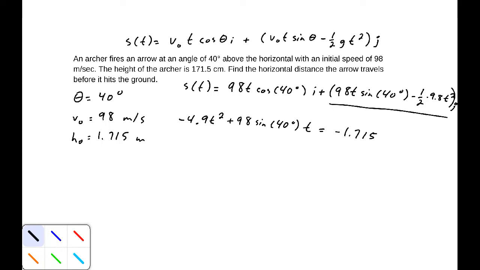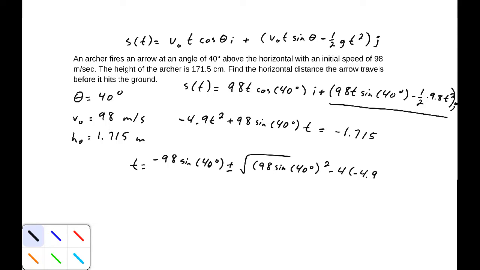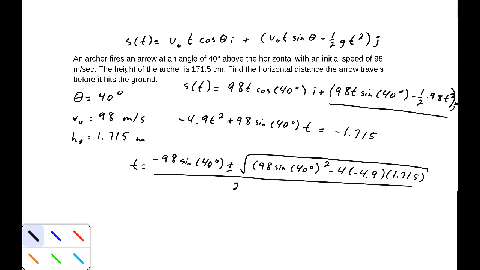Now I'm going to add 1.715 to both sides and use the quadratic formula to show that t is equal to negative 98 sine of 40 degrees plus or minus the square root of (98 sine 40 degrees) squared minus 4 multiplied by negative 4.9 multiplied by positive 1.715, all of that over 2 multiplied by negative 4.9.